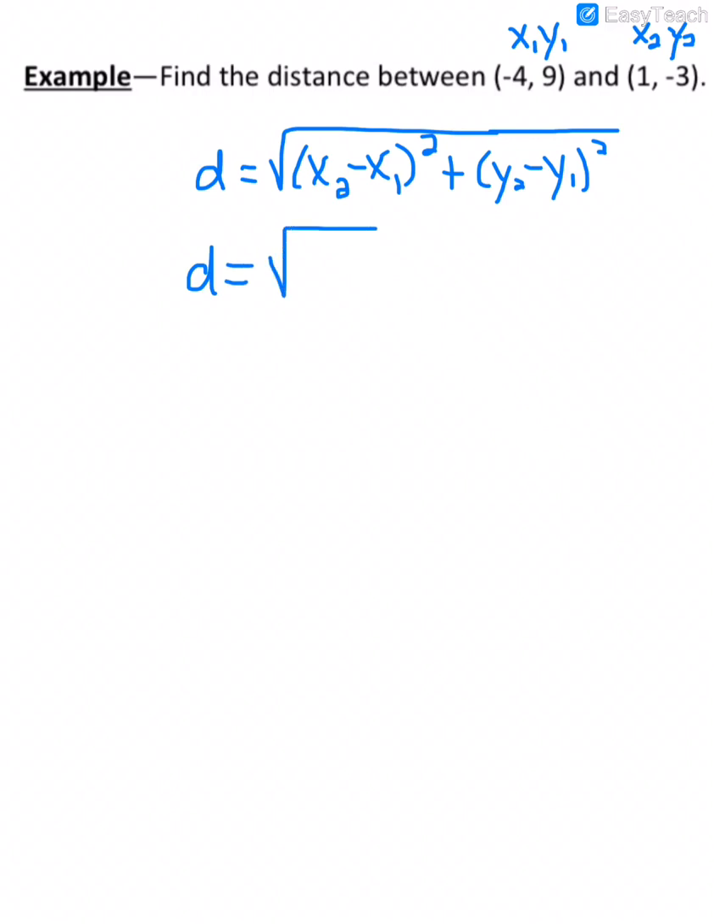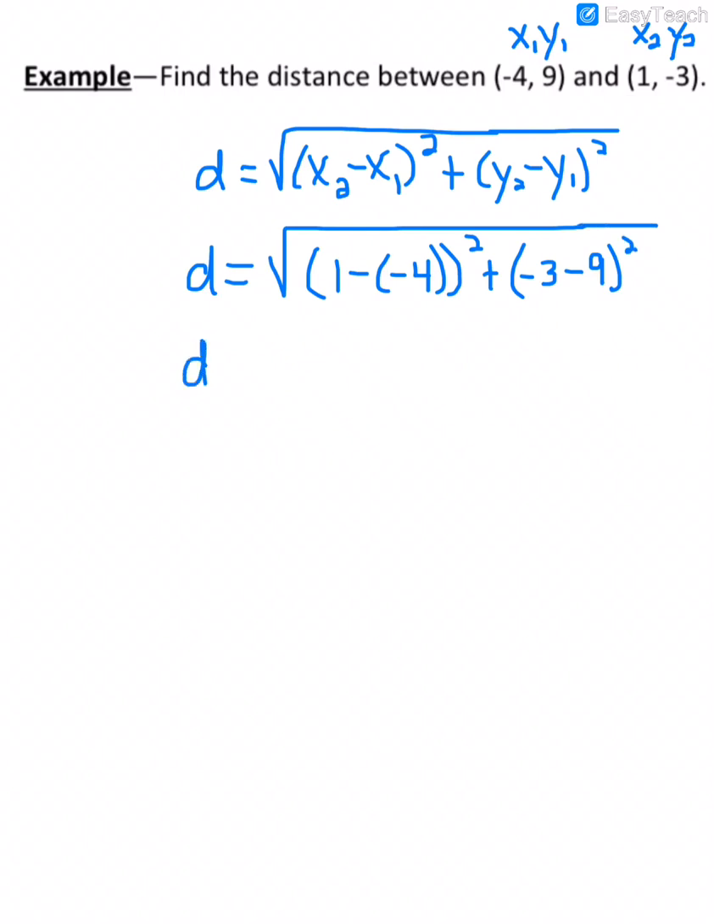Okay, so let me plug those into my formula, x sub 2 minus x sub 1. So that would be 1 minus negative 4 squared plus y sub 2 minus y sub 1, and that would be negative 3 minus 9 squared.